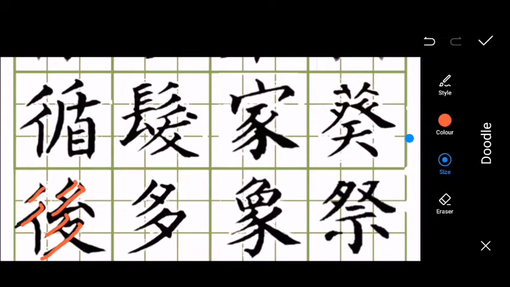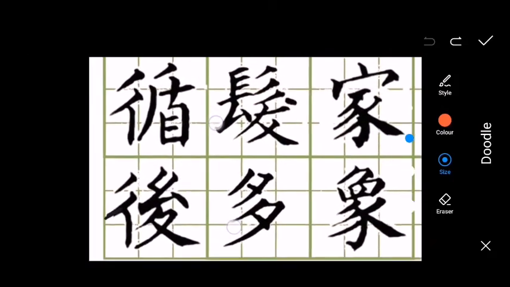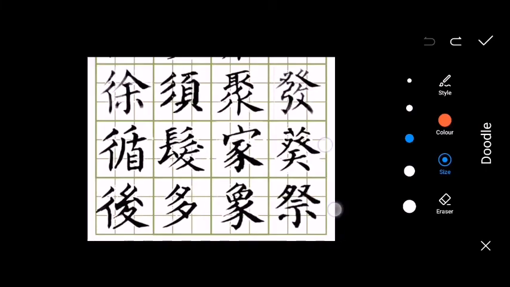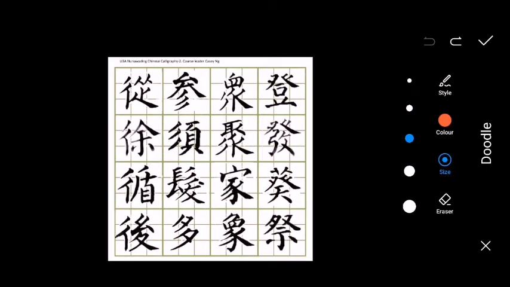So 后字 usually has quite a number of pairs as well. So basically this is a good practice of writing pairs and aiming well when you write multiple pairs, so that they are not out of proportion, okay.